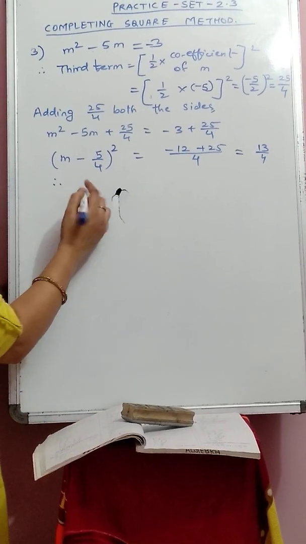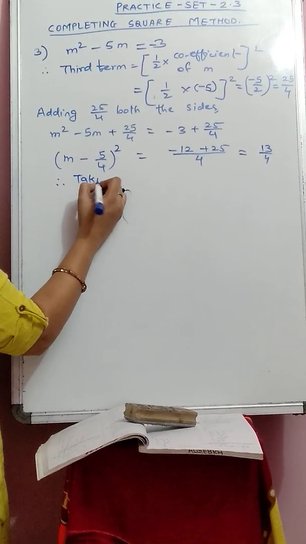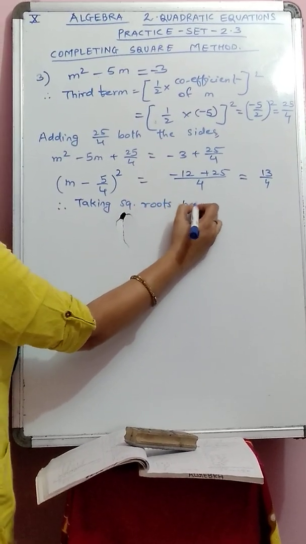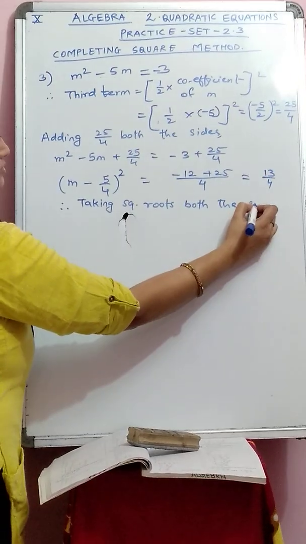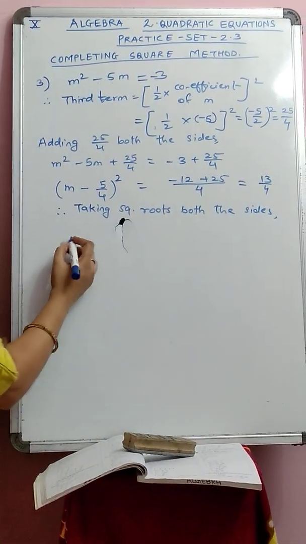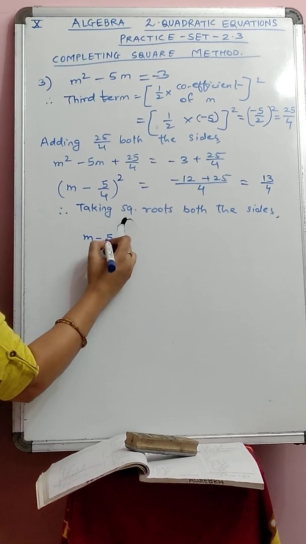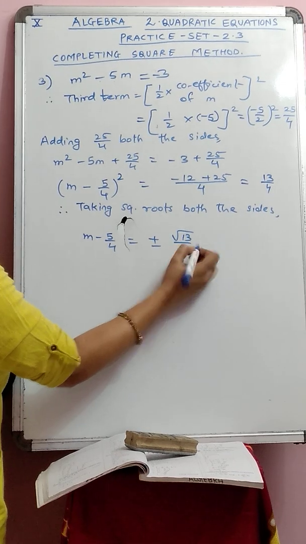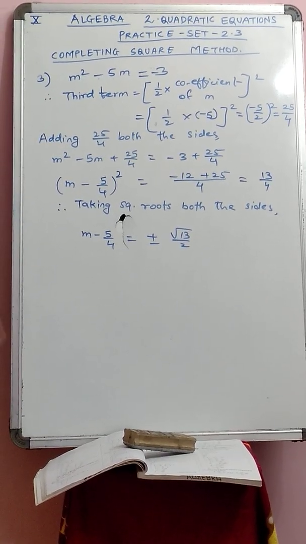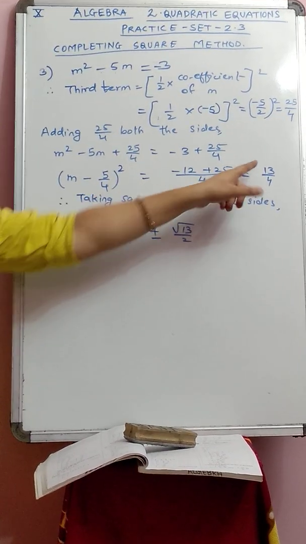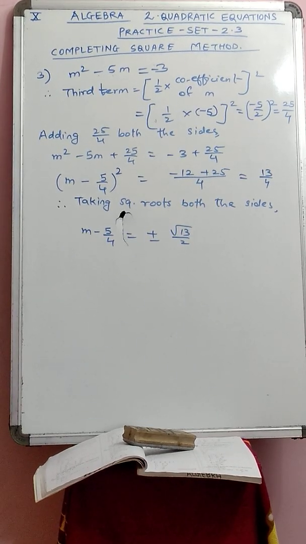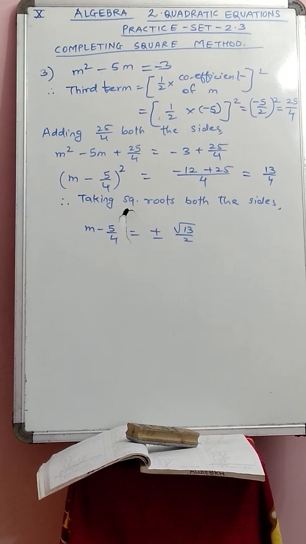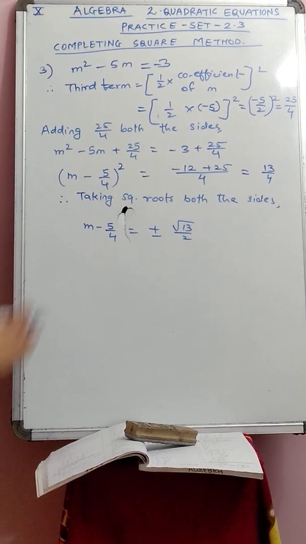Now taking square roots both the sides. What I get is m minus 5 upon 4 is equal to plus minus root 13 upon 2. I cannot take an actual number, root 13 is not a rational number, there is no exact value for root 13. So it is root 13 upon 4. Okay.